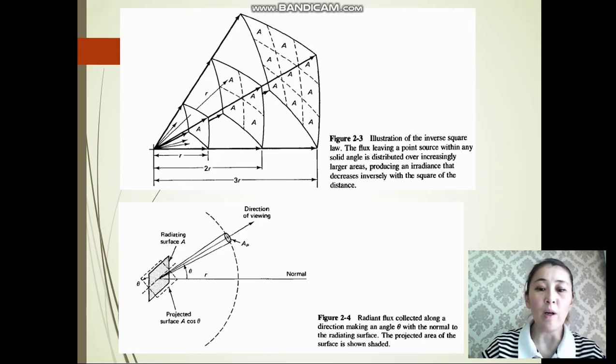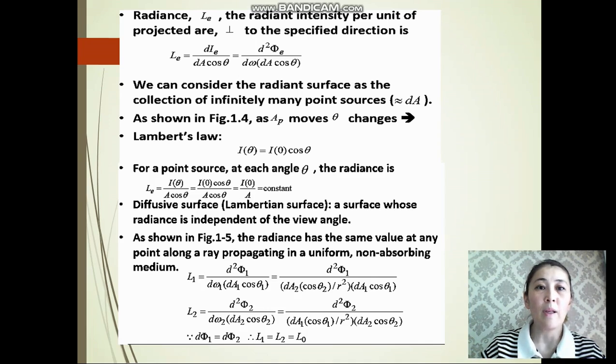Figure 2.4 shows radiant flux collected along a direction making an angle with the normal to the radiant surface. The projected area of the surface is shown shaded. Radiance. The radiance is the intensity per unit of projected area, given by the formula, in a specified direction.